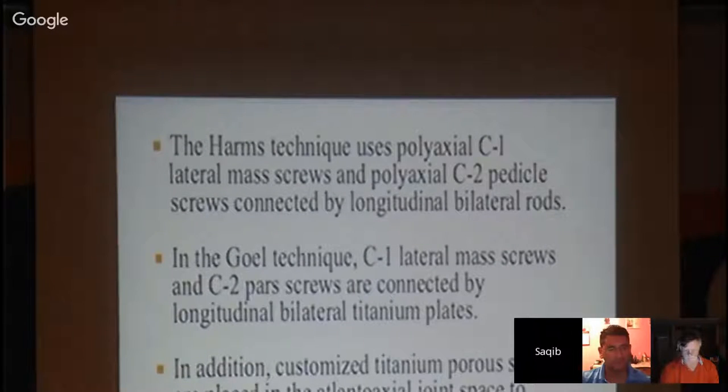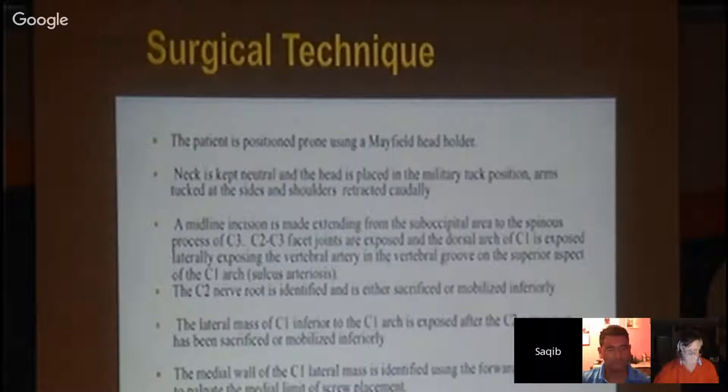Okay, so for C1, C2, Goel actually described a plate, and Harms just added rods to it, and so both of them go simultaneously, and you can use whatever. From the resident's perspective, this is what we're going to do in the lab. A patient is positioned prone, we don't have a Mayfield, but we're just going to position a patient like that. Keep the neck as neutral.